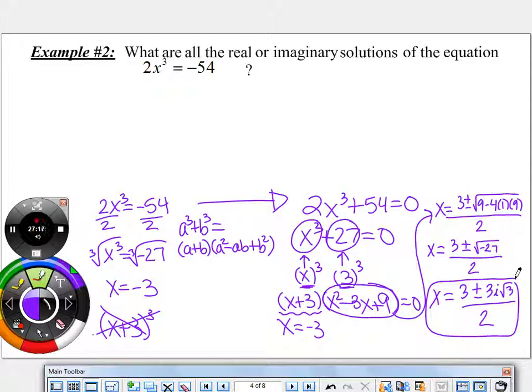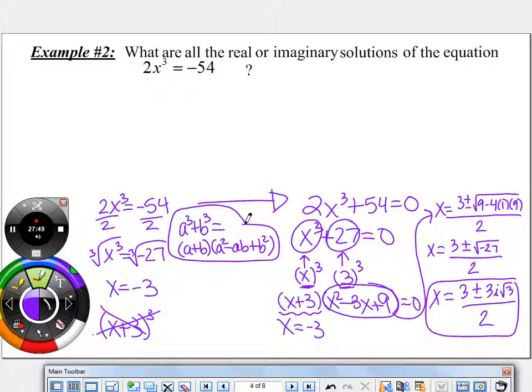Yes, Monet. So we did do the sum of cubes. Once we divided everything by 2 first, because there was a common factor of 2, we had x cubed and 27, which are both perfect cubes. So we used this factoring pattern to factor it, with x and 3. So our a and b got replaced with x and 3. So that's how we got this right here.